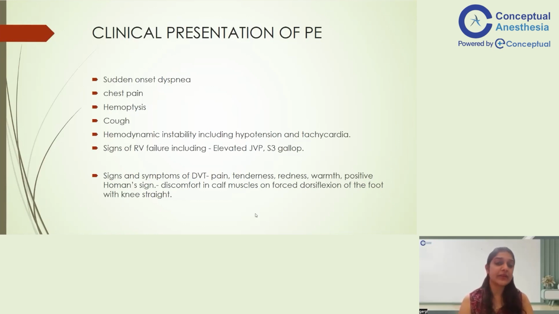Then the patient will land up in hemodynamic instability, and obviously signs of right ventricular failure will also be present. Also, in that patient, if the predisposing factor is deep vein thrombosis, then signs and symptoms of DVT would also be present. There is pain and tenderness, redness, warmth over the lower limbs. Positive Homan sign will also be present, which is the discomfort in the calf muscles on forced dorsiflexion of the foot with keeping the knee straight. So, whenever you see a pulmonary embolism, you always look for the clinical presentation of the patient. These could be the signs and symptoms of the patient.